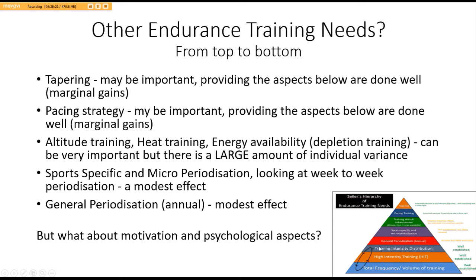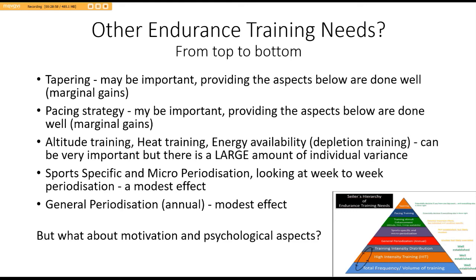The training intensity distribution is important. In order to be able to train hard, you need to be able to train at low intensities such that you feel like you are able to hit the high intensities. That is of critical success. Total frequency, volume of training, high intensity training, and the training intensity distribution are very, very important for developing a strong basis in endurance training adaptation.